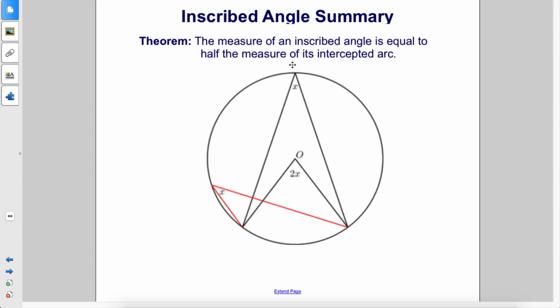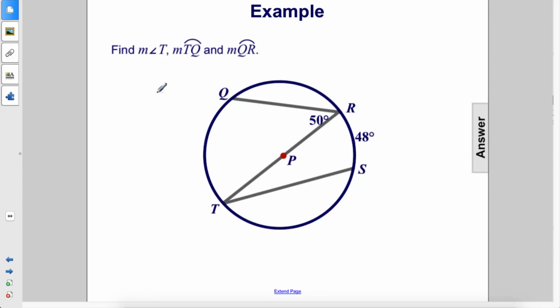Here's a cool little animation showing the measure of an inscribed angle is equal to half the measure of its intercepted arc. Here's an example. Find the measure of angle T. Alright, so that's this angle here. We see that this arc is 48 degrees, so this angle is going to be half of that, making this 24 degrees.